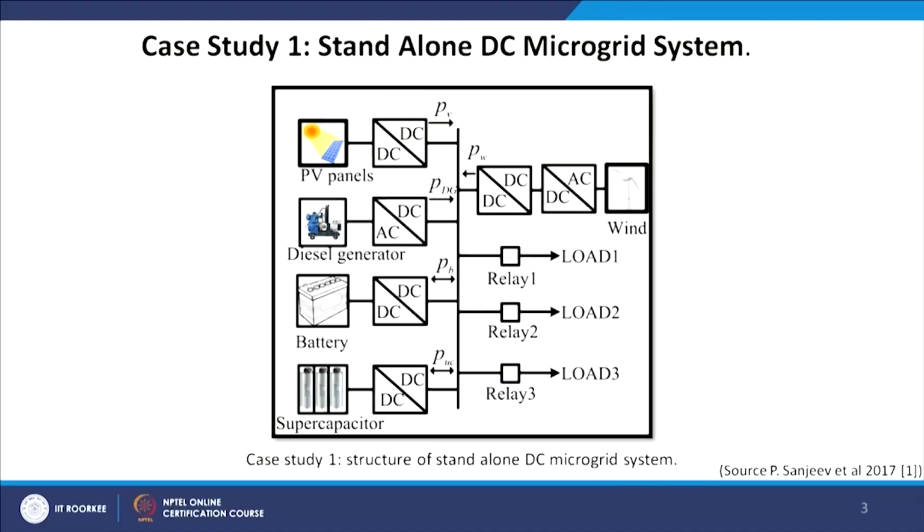Now, standalone DC microgrid, this we have already seen. This is the structure of my DC microgrid where we have PV panels, and we do have diesel generators, battery, supercapacitor and also perhaps wind connected to my system by AC DC, DC DC conversions, and we have 3 different types of loads where some of them are very critical and some of them could be non-critical. So, this is the basic architecture of DC microgrid being considered for further analysis.